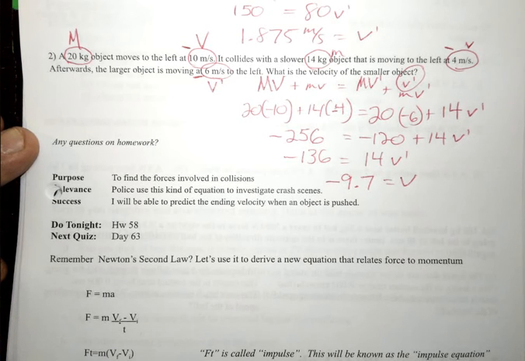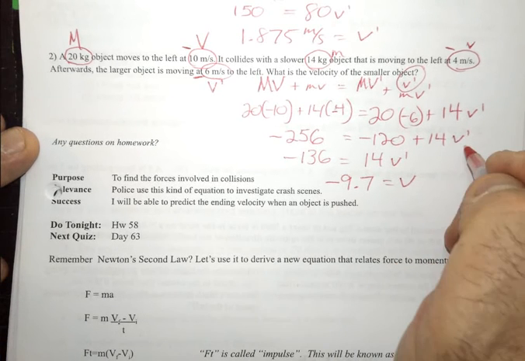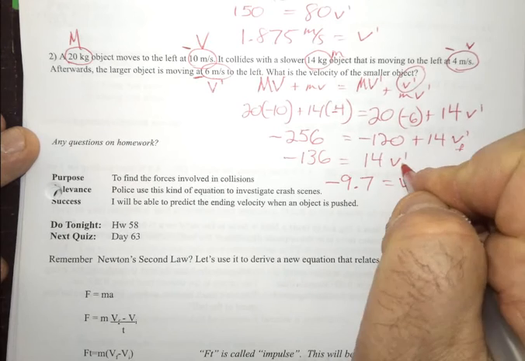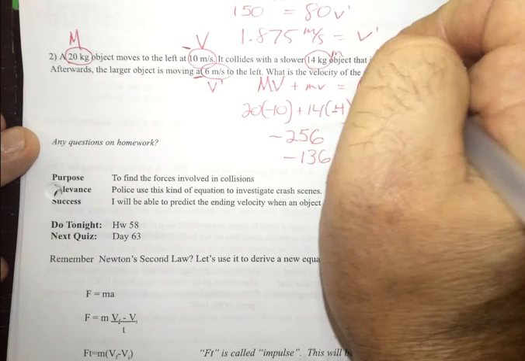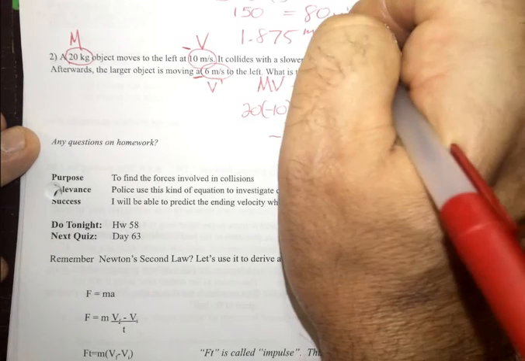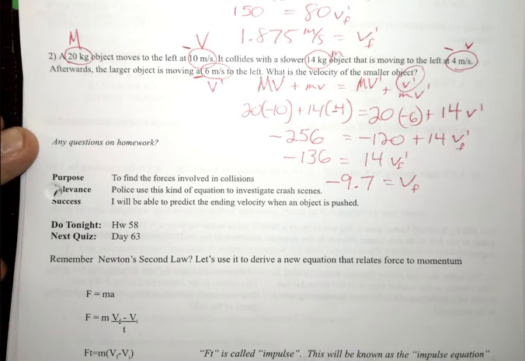Now remember that this V prime could be written down as final velocity VF. We've done that kind of thing before. I just wanted to expose you to other kinds of notation. Who knows what you'll see in life?